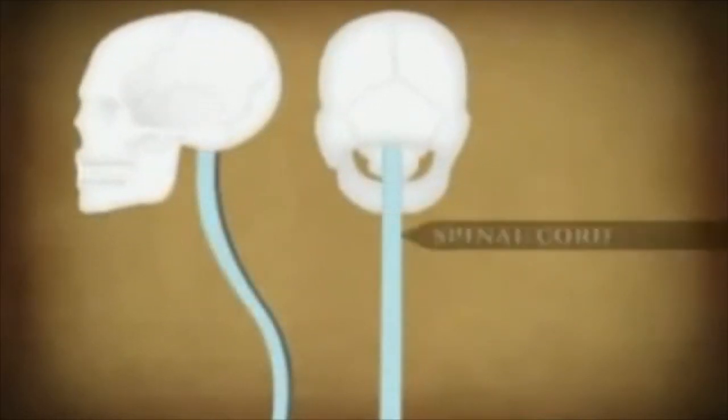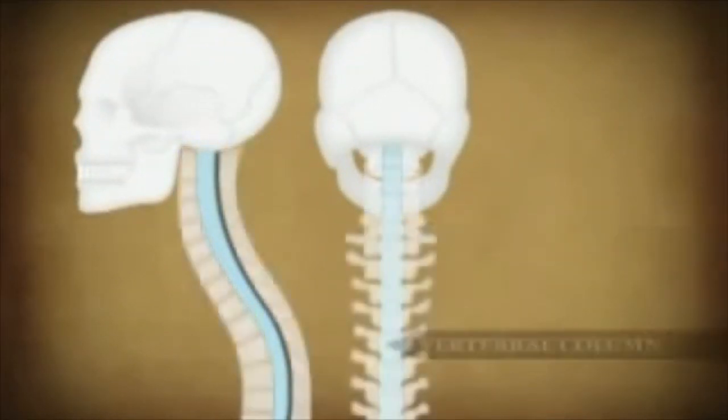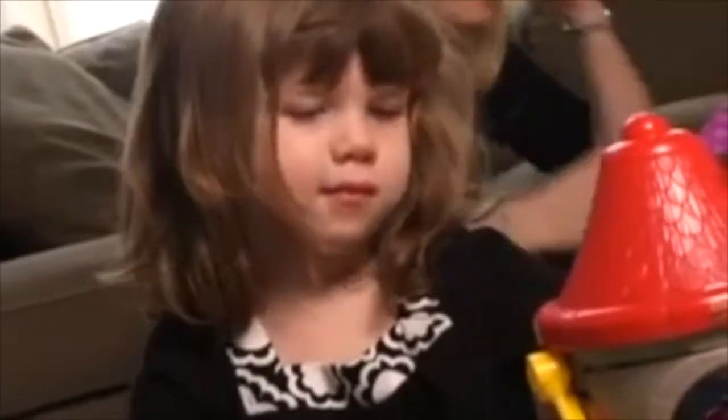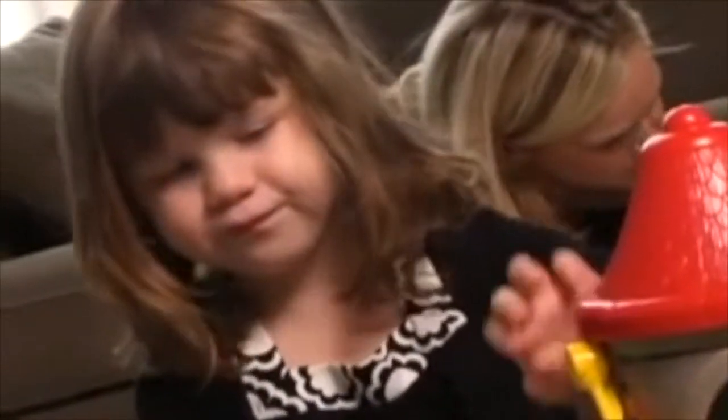An opening at the base of the skull serves as a point of entry for the spinal cord. The vertebral column surrounds and protects the spinal cord. When we are born, it consists of 33 separate bones or vertebrae, but as we age, some of these vertebrae fuse together. The 4 at the bottom form the coccyx or tailbone.